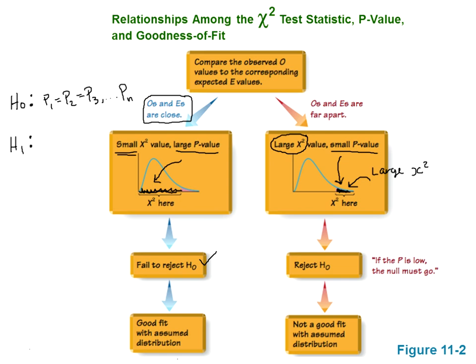Now the null hypothesis says that all our frequencies are equal, or all our probabilities are equal. So that means that our observed values and our expected values are close. We are observing what we would expect would happen, and so we have a good fit with the assumed distribution. The nice thing about this is it never changes. The null will always have a statement about frequencies being equal or probabilities being equal, and the alternate would just say at least one of them is not the same.